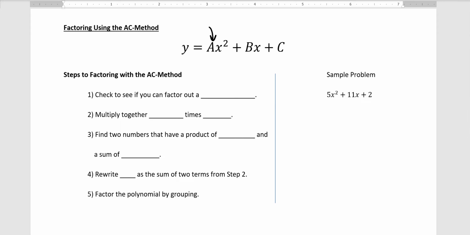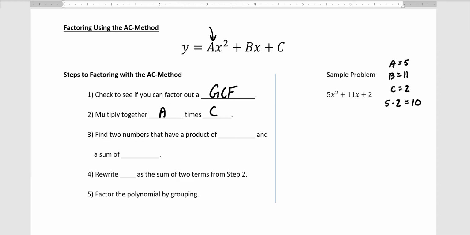First thing, check to see if we can factor out a GCF. Now, looking here, I have 5, 11, 2, nothing I can factor out of all three of those. So what we're going to do is multiply together a times c. So if we look at our values, a is 5, b is 11, c is 2. So if I multiply together a times c, that would be 5 times 2, and that gives me 10.